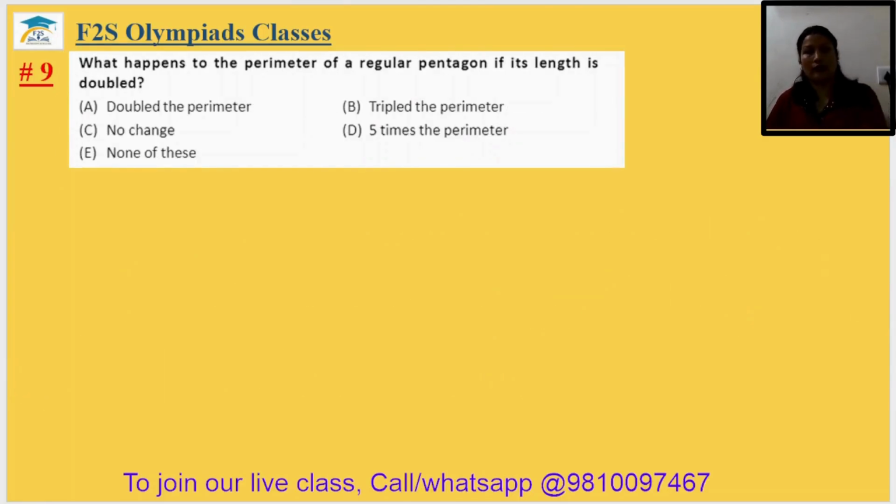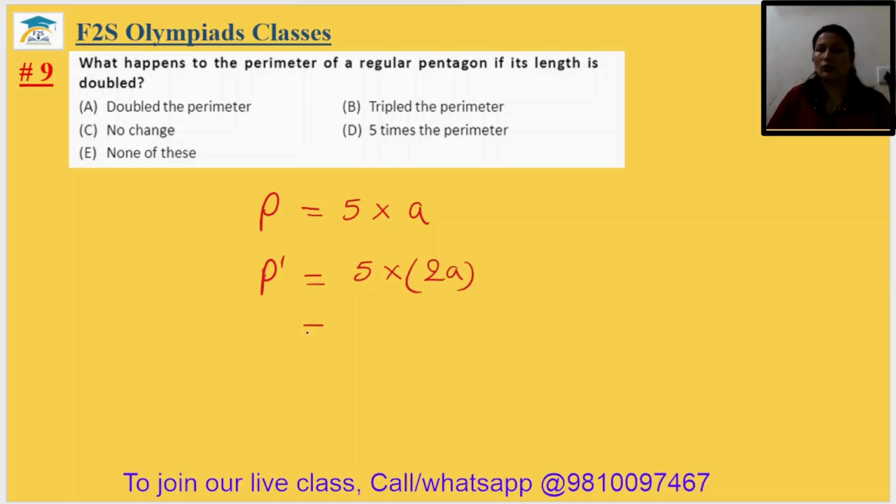Come to question number 9. What happens to the perimeter of a regular pentagon if its length is doubled? The perimeter of the regular pentagon is 5 multiplied by its side. Now, if the side's length is doubled, so P dash is the new perimeter. So 5 multiplied by 2A. So we can write 2 into 5 multiplied by A. So it means P dash will be equal to 2P. It means the perimeter is doubled. So option A. Ninth answer is option A.